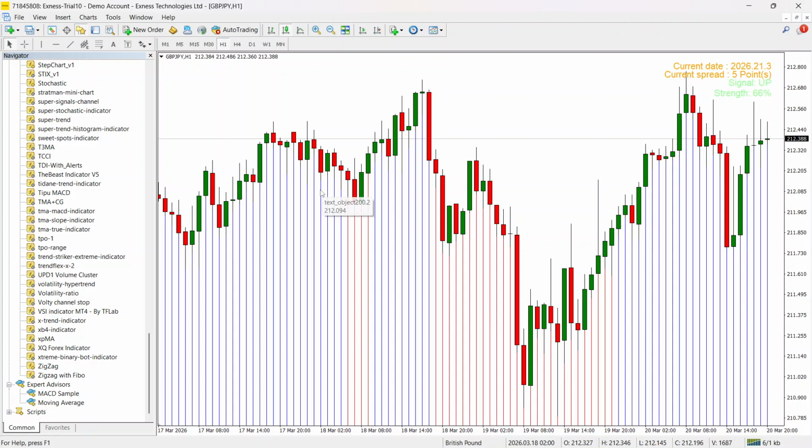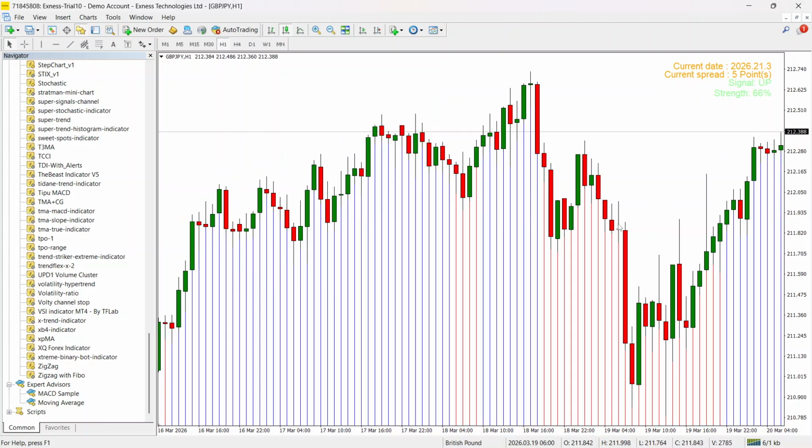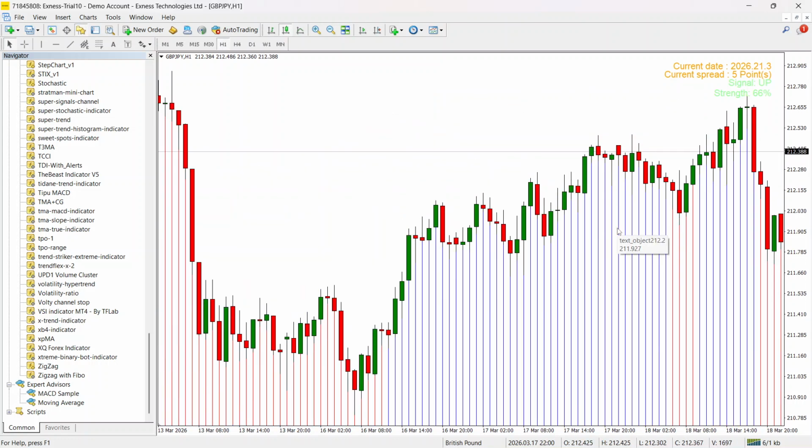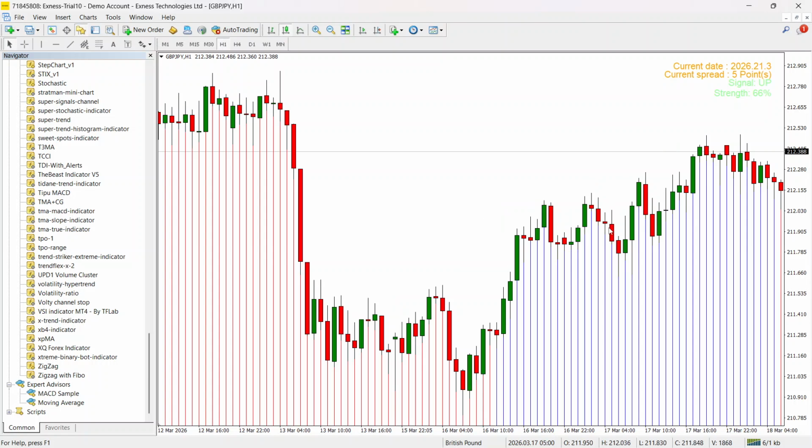And who is it for? The Trend Striker Extreme is suitable for traders who like visual trend following cues and prefer to trade in the direction of clear momentum. Like any trend tool, it can lag at turning points and produce false signals in choppy or range bound markets. So relying on its colors and arrows alone can be risky. It is best used together with support and resistance, price action confirmation, and robust risk management.